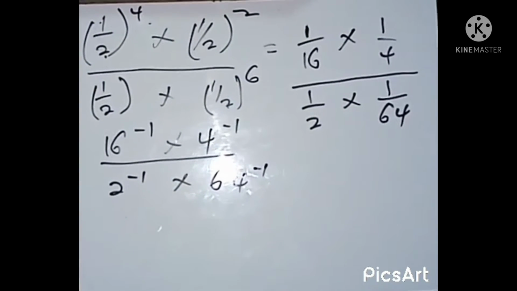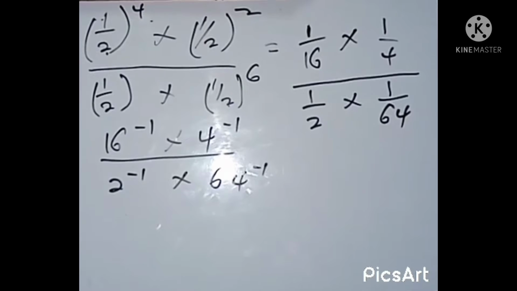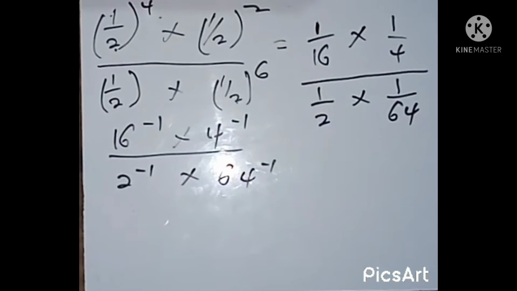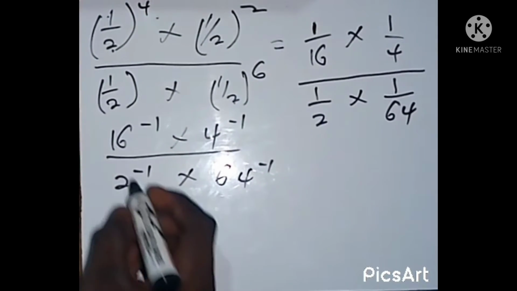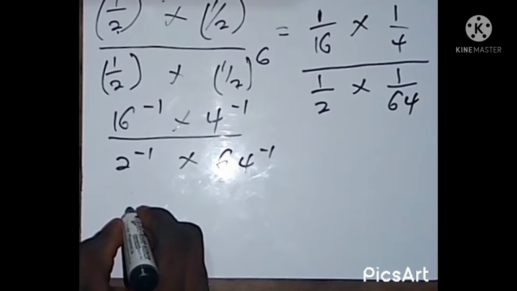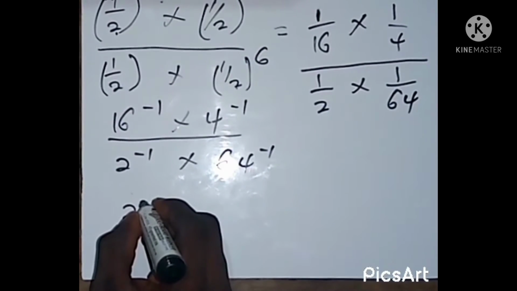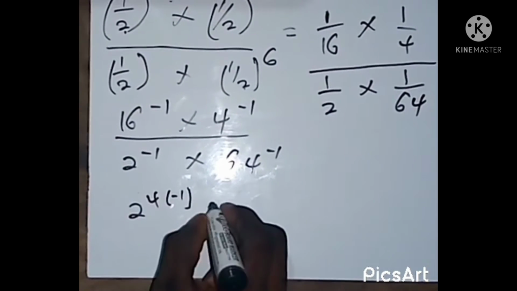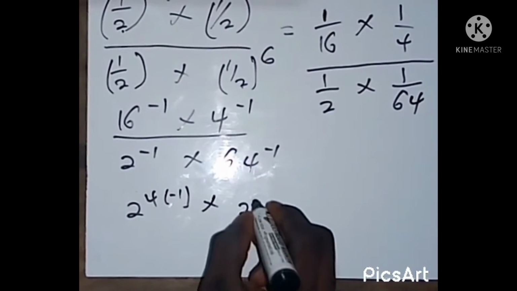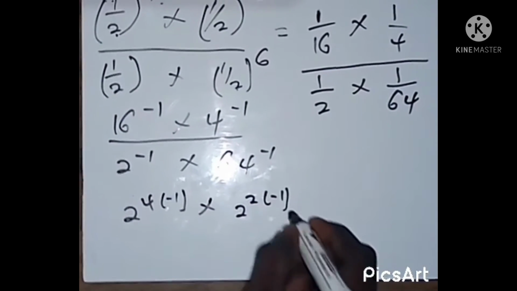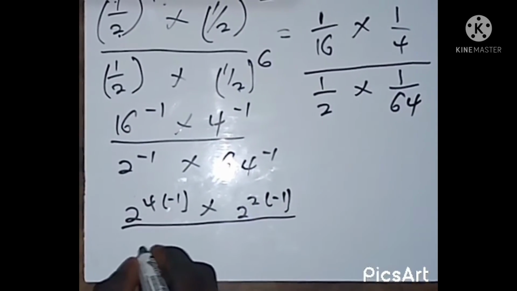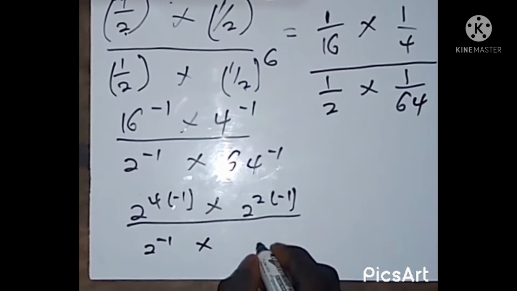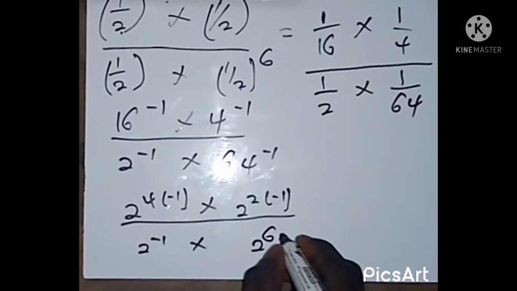Now, to multiply this, we need to make the bases equal. So 16, we are going to have 2 exponent 4 multiply negative 1 times 2 exponent 2 multiply negative 1, and all this over 2 exponent negative 1 times 2 exponent 6 multiply negative 1.